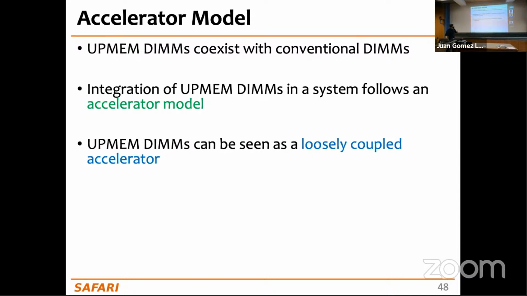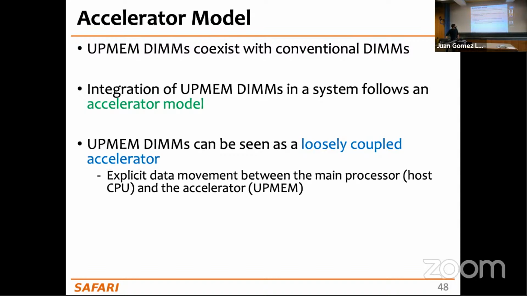So we see these UPMEM DIMMs as a loosely coupled accelerator. And what this means is that we need to explicitly move data from the host processor to the accelerator. In this case, from the memory of the host processor, the CPU, to the memory of the accelerator, which are the PIM-enabled DIMMs. And then we also have to explicitly launch the kernel execution on the UPMEM processors.